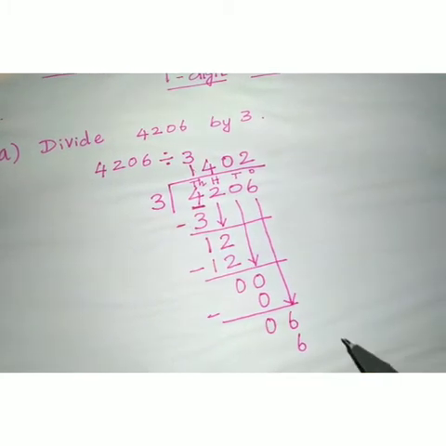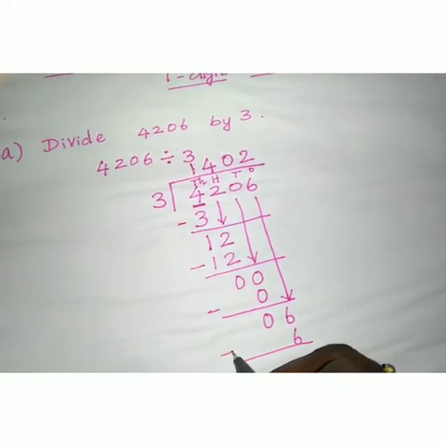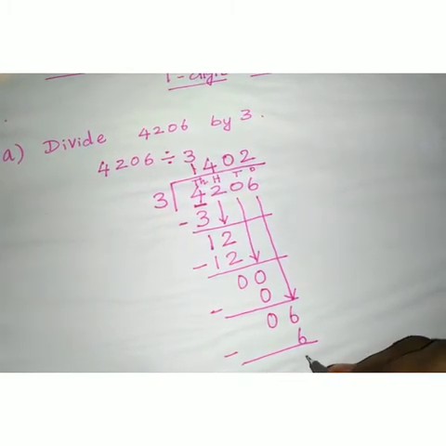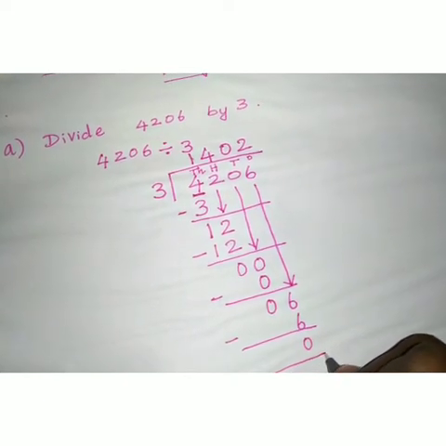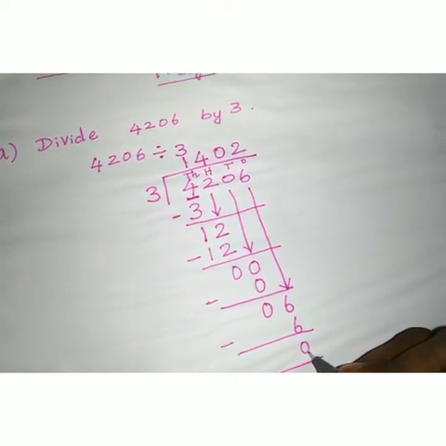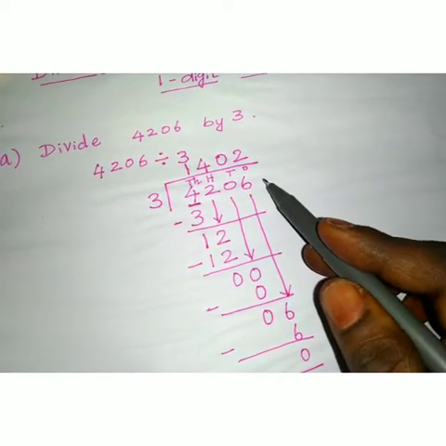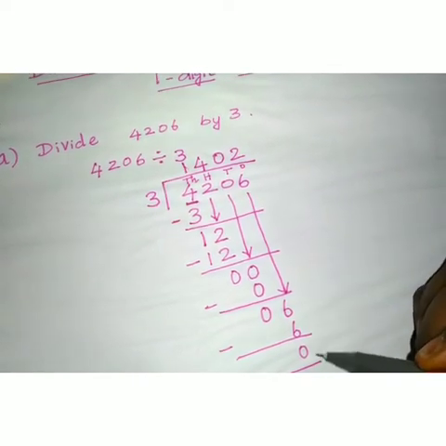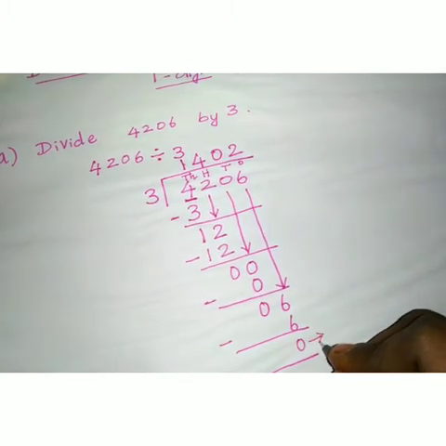3 2s are 6. Now again subtract these two values. 6 minus 6. 6 minus 6 is 0. So you got the remainder as 0. Do we have any place value after 6? No. We don't have. So we have to stop up to this. So you got the remainder as 0.